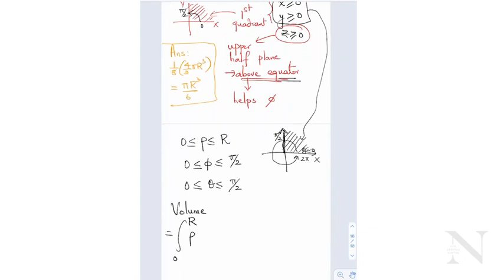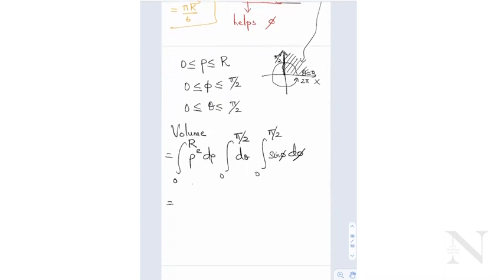So 0 to r of rho squared d rho, 0 to pi over 2 d theta, and 0 to pi over 2 sine phi d phi. This is again rho to the power of 3 over 3, so it's r cubed over 3 times pi over 2. This one, the integral of sine is negative cosine.